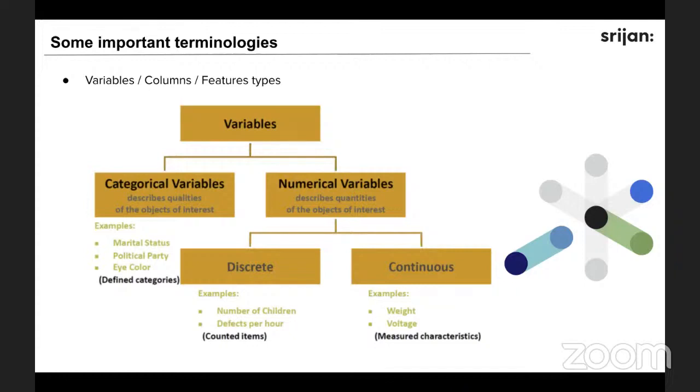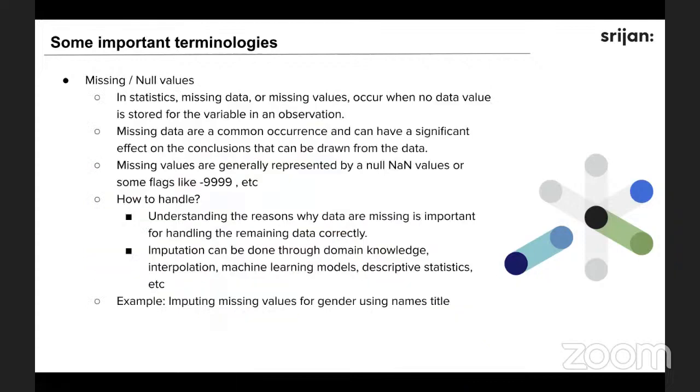Discrete is basically countable things, something which we can count, like the number of children, defects per hour, and those kinds of things. And continuous is basically like weights and voltages. We can explain these terms in continuous terms. So just basic simple terms. Then there's another terminology that I want to discuss.